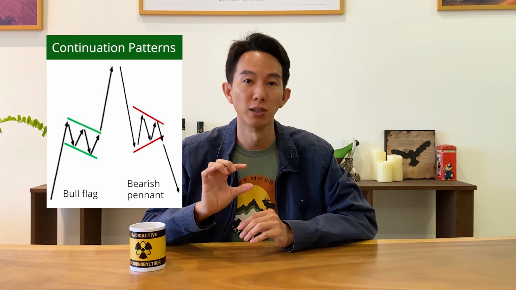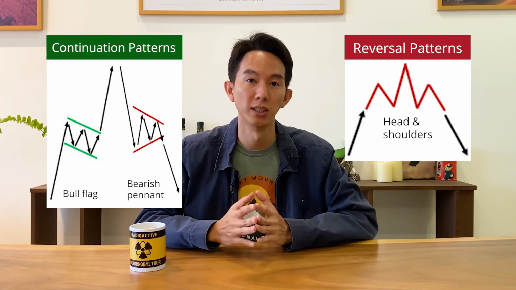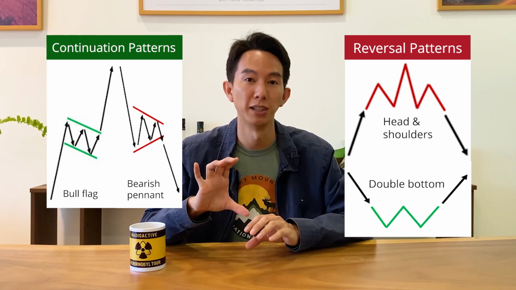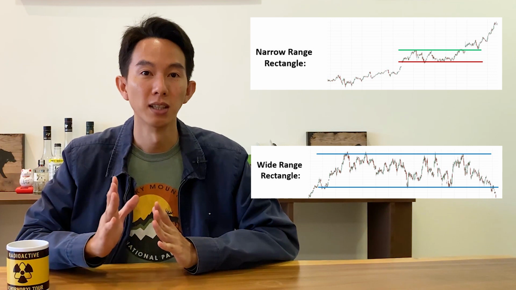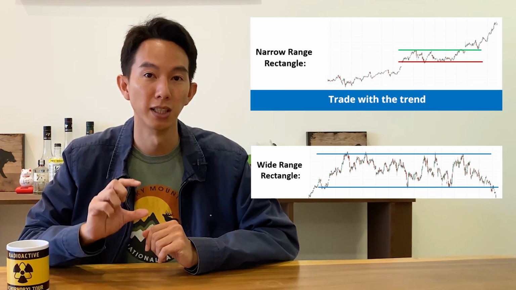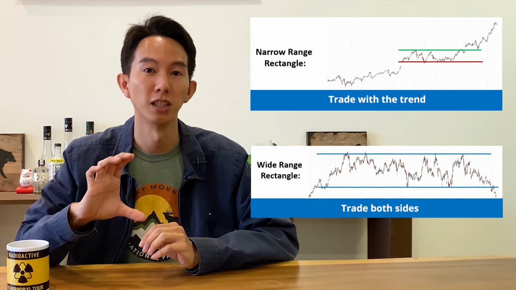If you look at continuation chart patterns like the flag and the pennant, they tend to have a narrow range, whereas in reversal patterns like your head and shoulders and double top, double bottom, they tend to have a wider range. Taking this into account, the best approach is to trade with the trend if the rectangle pattern is narrow, and trade both sides when the rectangle pattern is wide.